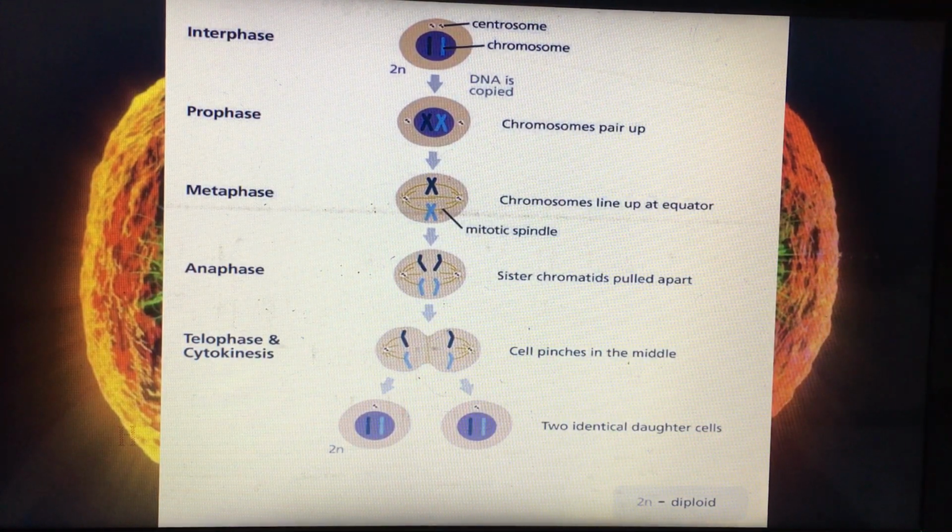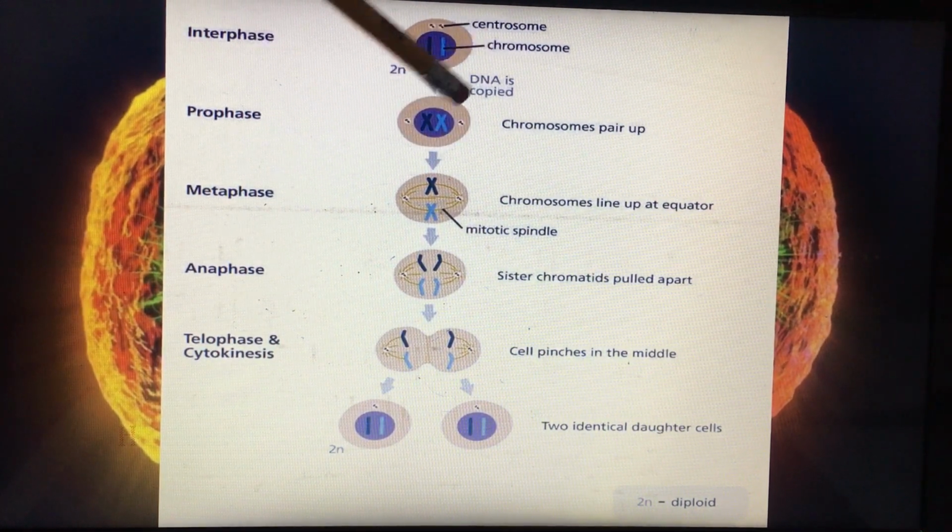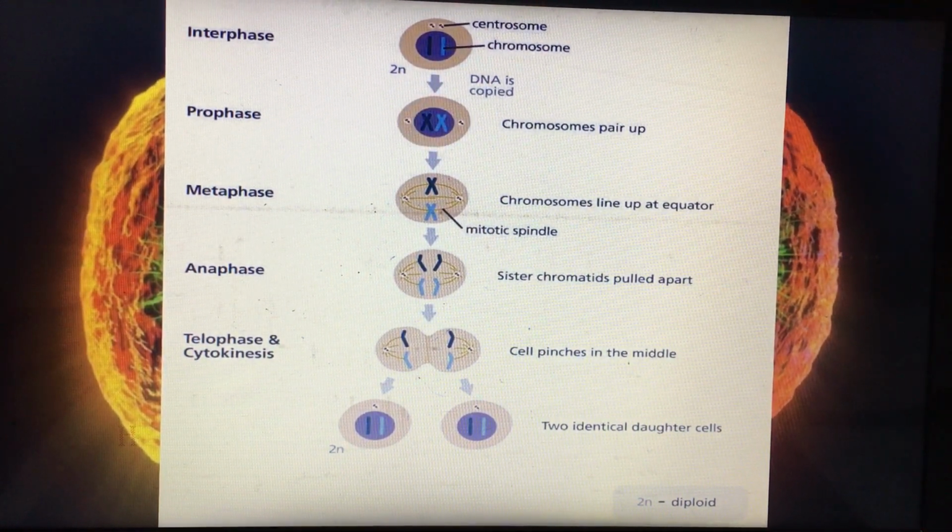So, please try to understand the process. Let's revise it. We have two chromosomes. Here DNA is replicated exactly. Then each chromosome now becomes two identical chromatids joined in the centromere.